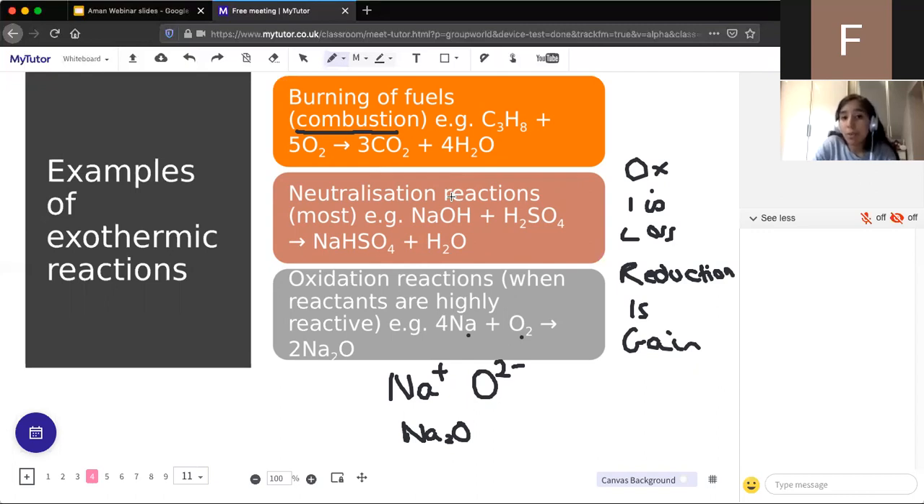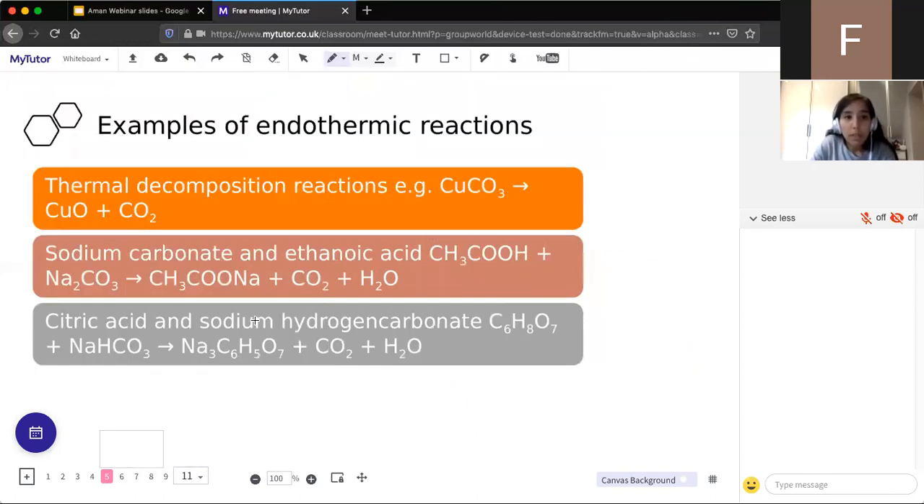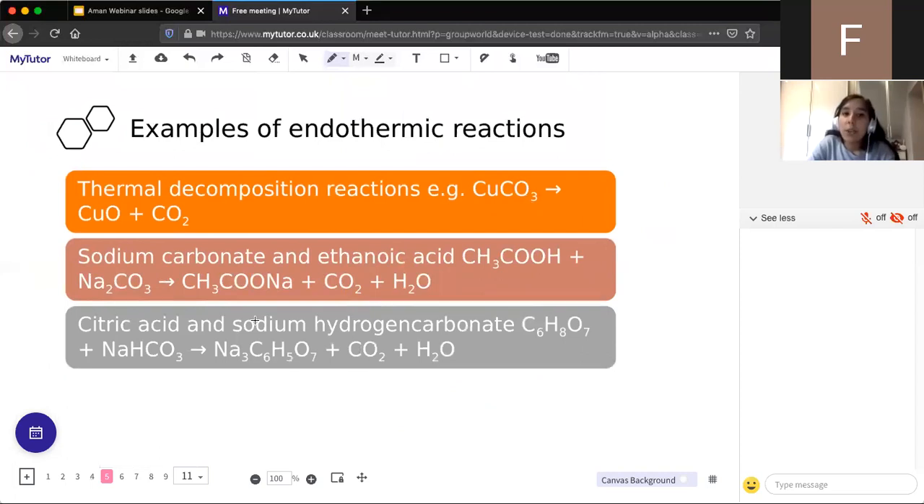So remember when we talked about shielding, and we talked about the distance from the nucleus and the fact that there's only 1 electron in its outer shell, which means it's very easy for sodium to lose that electron, which makes it highly reactive. Whereas if there were more electrons, it's slightly harder to lose it. Well done, okay. So the next thing we need to cover then is endothermic reactions.